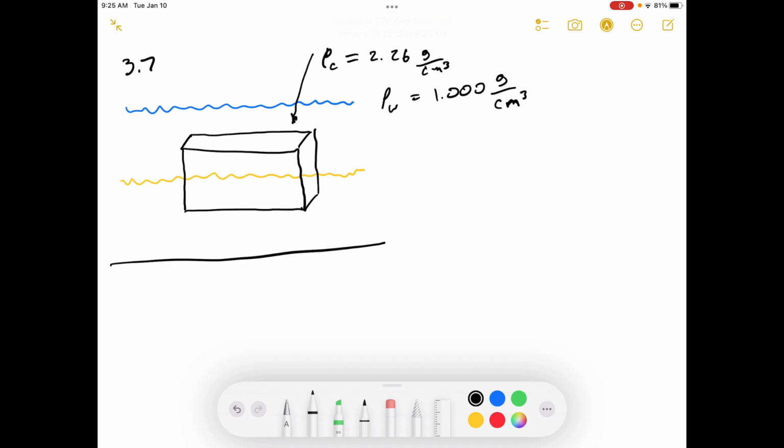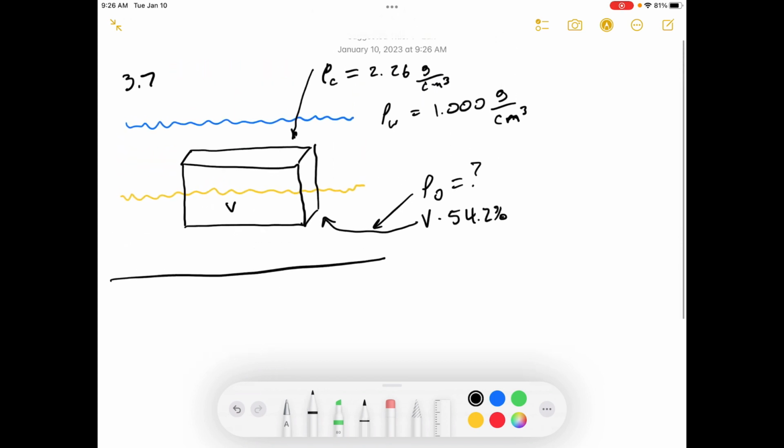Okay? But we don't know what the lubricating heavy oil is. So we don't know the density of the oil. We do know that this block has a certain volume, and that the volume times 54.2% is submerged in the oil. So that's what we're looking at here.